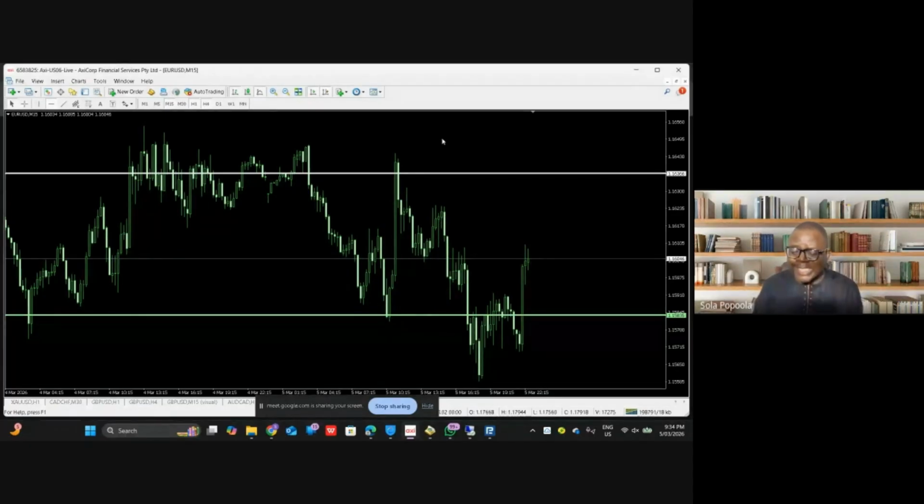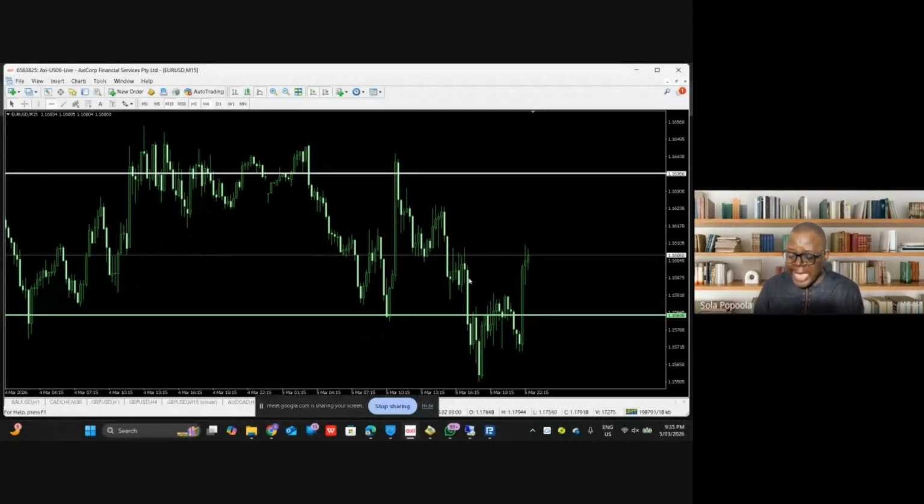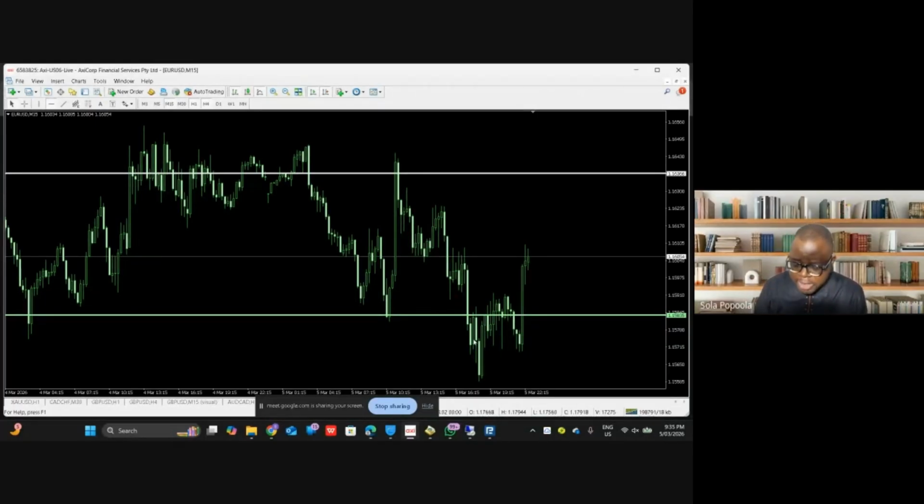You want to see it taken out. Assuming they took out this high, oh fine, I will say they are ready for an upward movement. But what did they do next? Boom, they came down. And what did they do? They broke this low. When they broke this low, I know for sure they want to continue the downward movement.